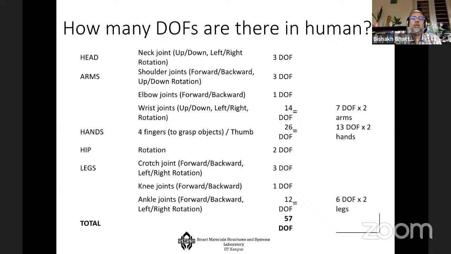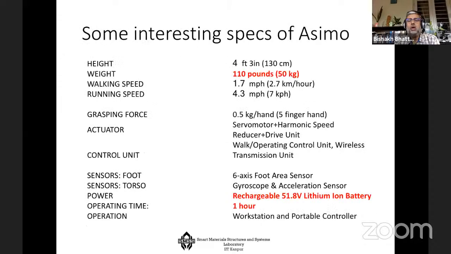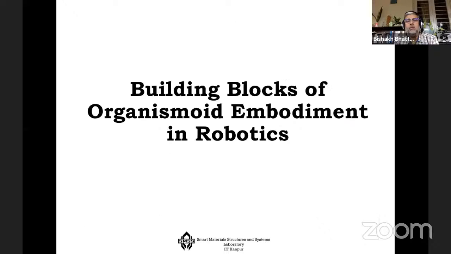Now, how many degrees of freedom do we need if we have to develop a truly organismic robot? You need to have 57 degrees of freedom at least, whereas this Asimo robot has only 34 degrees of freedom. And it is so heavy that it can only work without power supply for 1 hour. Its weight is about 50 kg at a height of 4 feet. So you can see the limitations of these designs.